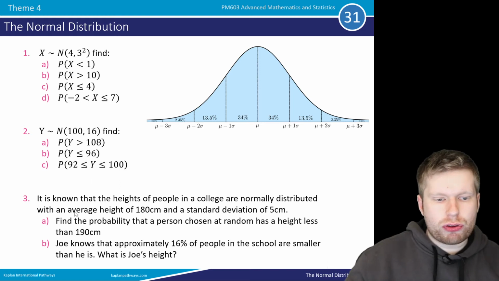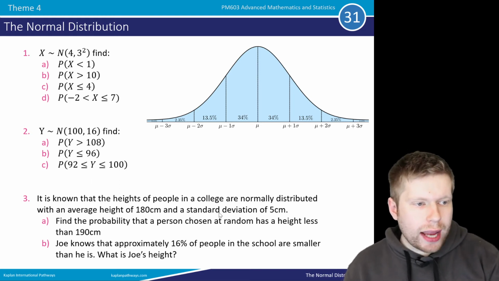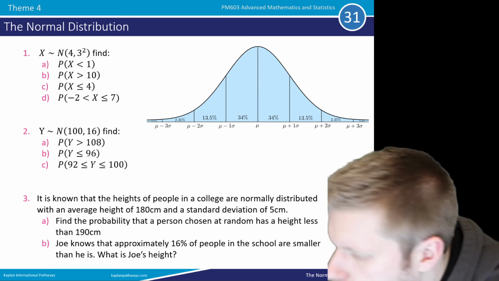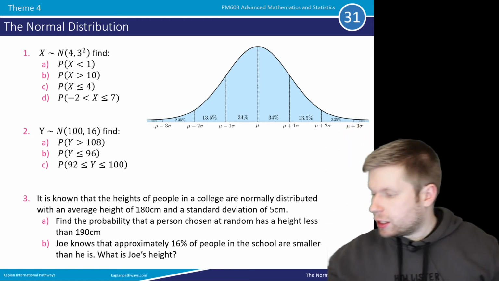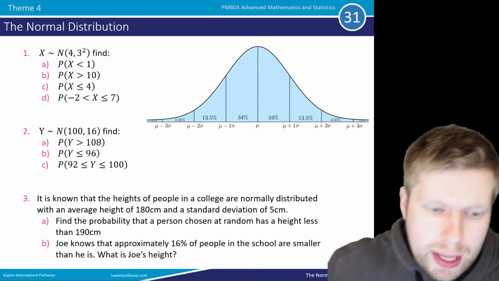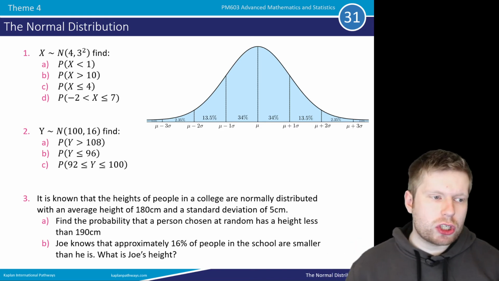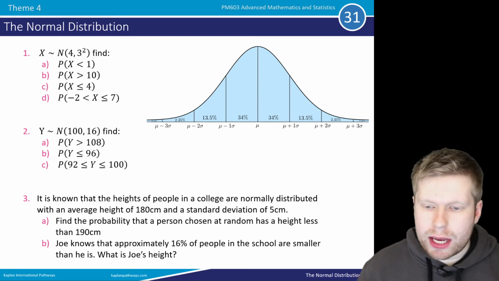Okay, so let's have a look at question 3. It is known that the heights of people in a college are normally distributed. Great, that means we can use our normal distribution. Also, height is a continuous random variable, so I know that we're good there. Now, we know that they have an average height of 180 centimetres and a standard deviation of 5.